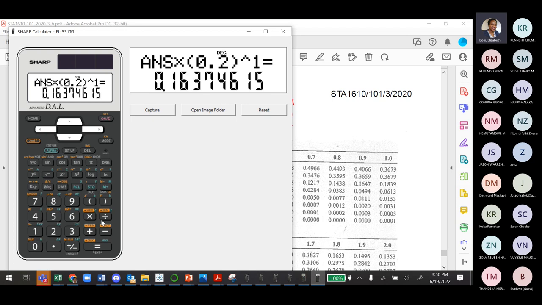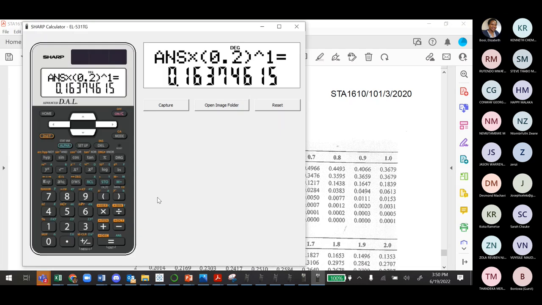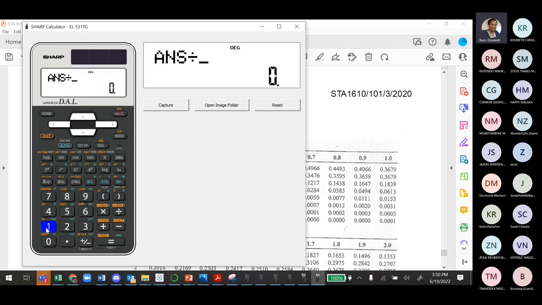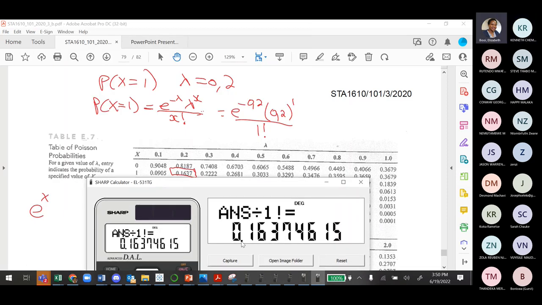The last part of the calculation is to divide by 1 factorial. So I say divide by, and then you press 1. The factorial is on button number 4, written in orange. So I will press second function 4, and it will create 1 factorial. And I press equal. As you can see, the answer that we got is the same as what we expected, 0.1637. You just need to know how to use your calculator and practice with it.